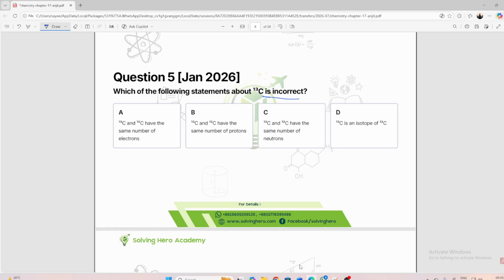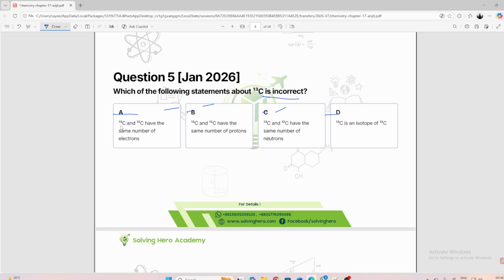So here is our first question. Which of the following statements about 13 carbon is incorrect? That means there are 4 statements, A, B, C and D. So the question is, among these 4 statements, which one is incorrect? So let's see the statements.